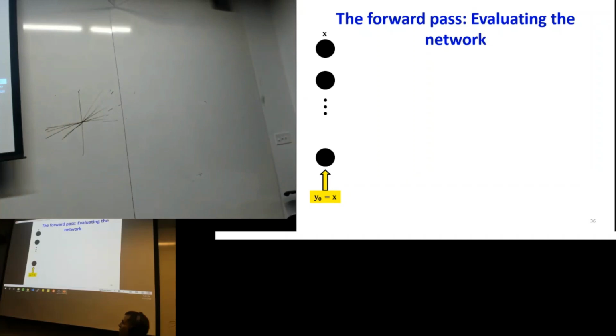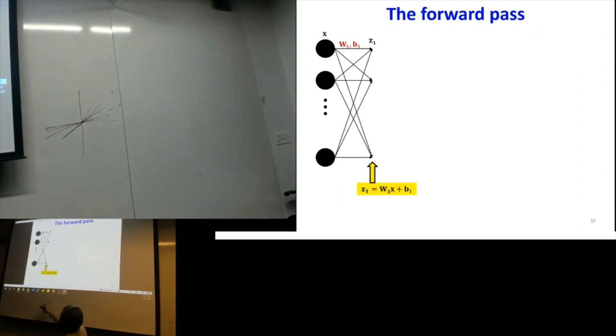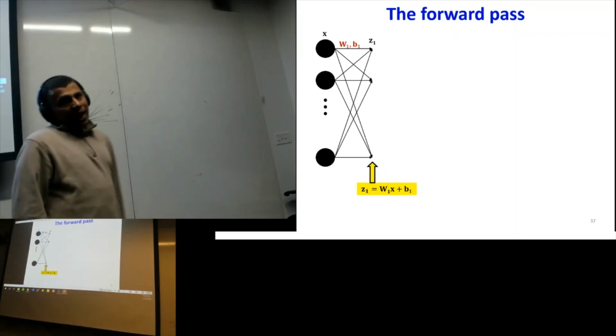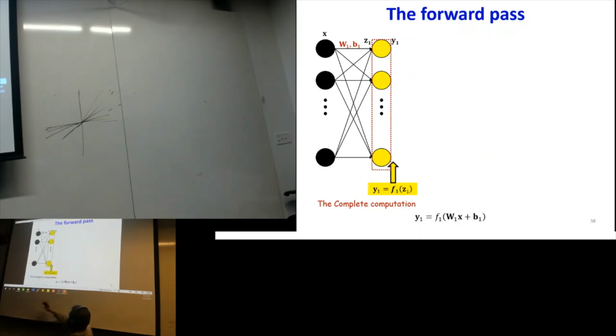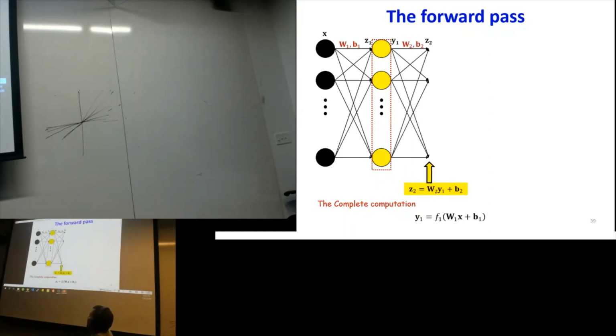So I would just set y0 to be the vector of inputs. Then in the first step, I compute the affine values going into the activations for the first layer as z1 equals W1 x plus b1. And then subsequently, the output of the first layer y1 is simply the activation f1 applied to z1, which has been expanded out over here. Subsequently, I can compute z2, which is the affine combination going into the second layer, as W2 times y1 plus b2.